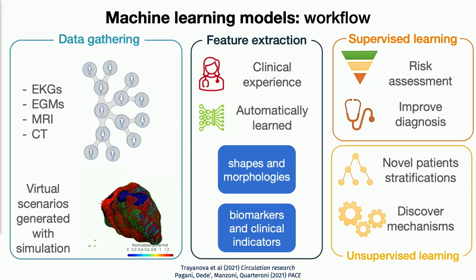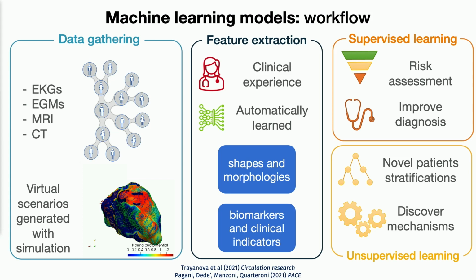Another valuable tool to study VT is provided by machine learning techniques. To build a machine learning model, we first need to collect relevant clinical data from various sources, like electroanatomical mapping, medical imaging, and wearable devices like the Apple Watch. Then we need to identify the most relevant variables, or features, from the available dataset. And then we can rely on two approaches.